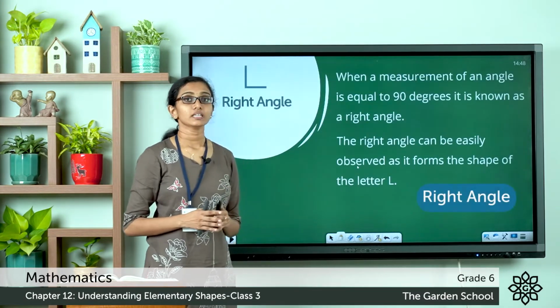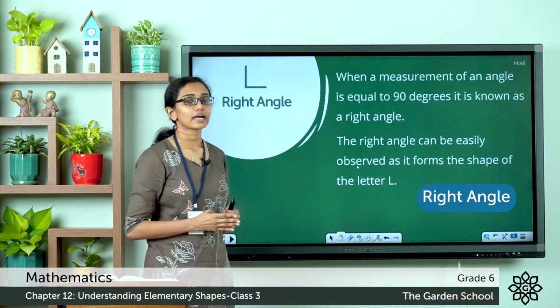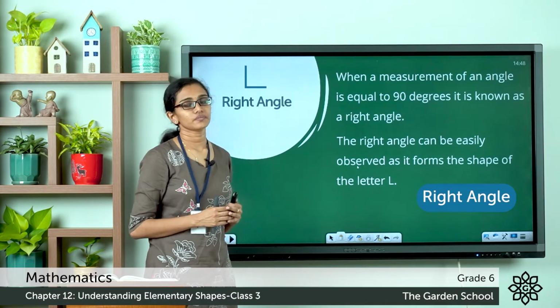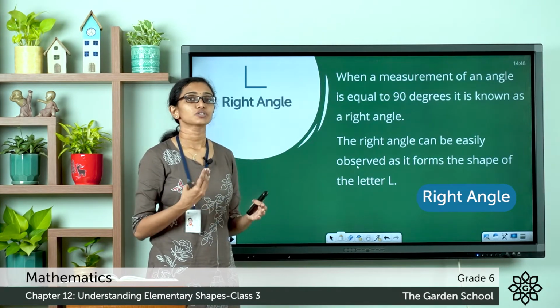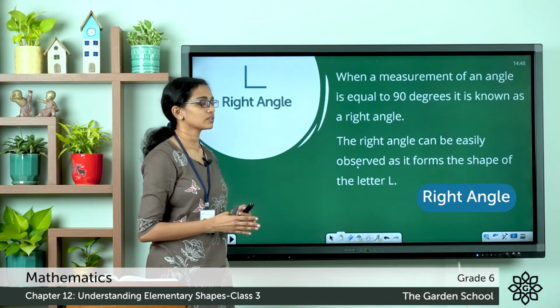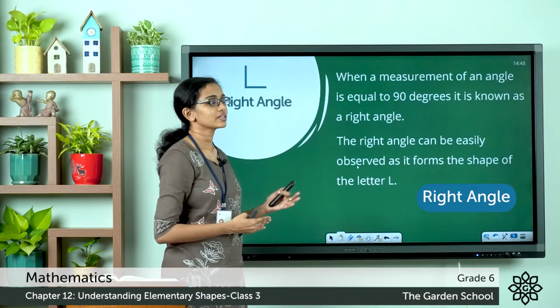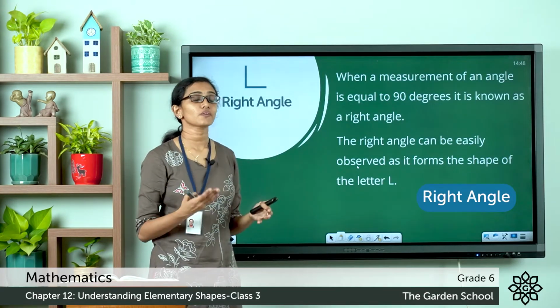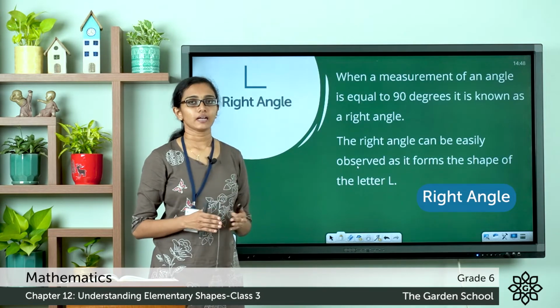A right angle is when the measurement of the angle is equal to 90 degree. And we can easily identify a right angle by the shape of the letter L. So, when the measurement of an angle is equal to 90 degrees, it is known as a right angle, and a right angle can be easily observed as it forms the shape of the letter L.